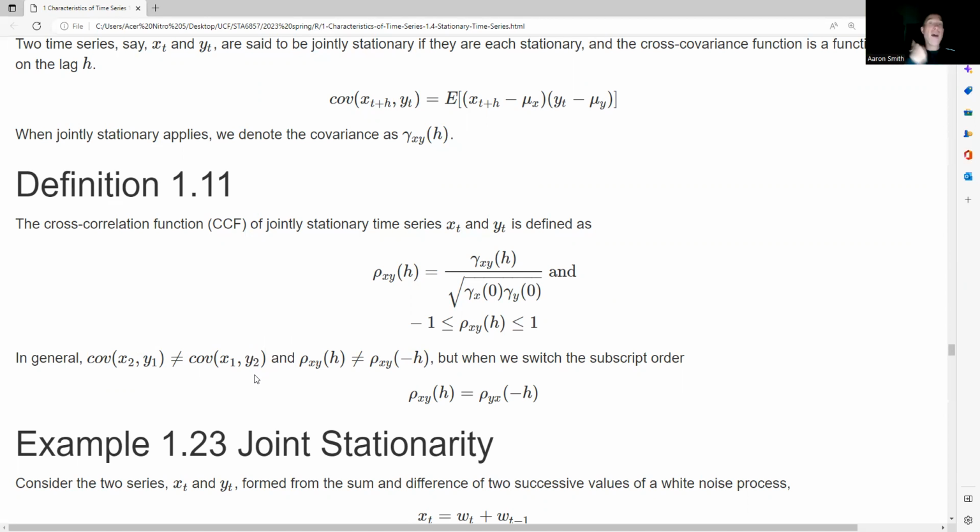But when I have stationary, jointly stationary time series, I can switch it up and it's okay. So it only depends on the lag, not on the time value. And in general, we can't expect correlation to be symmetric. We can when we have cross stationary.